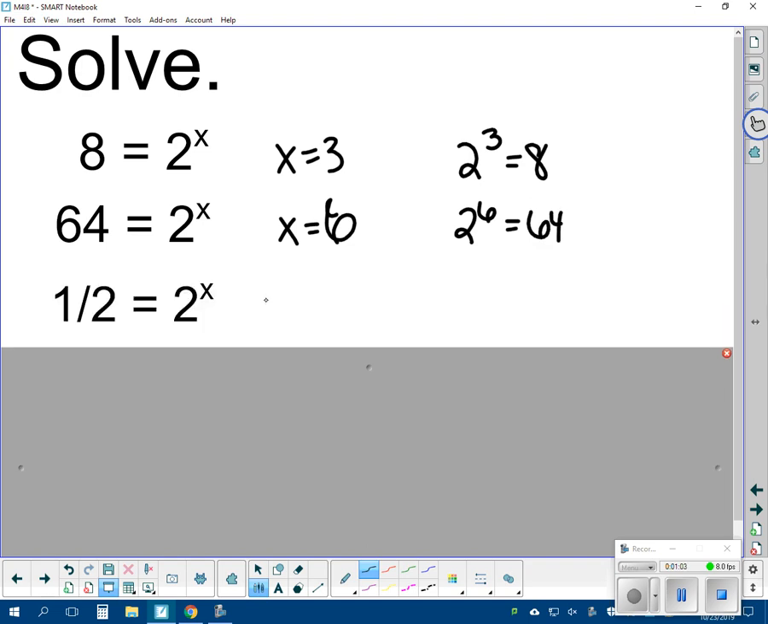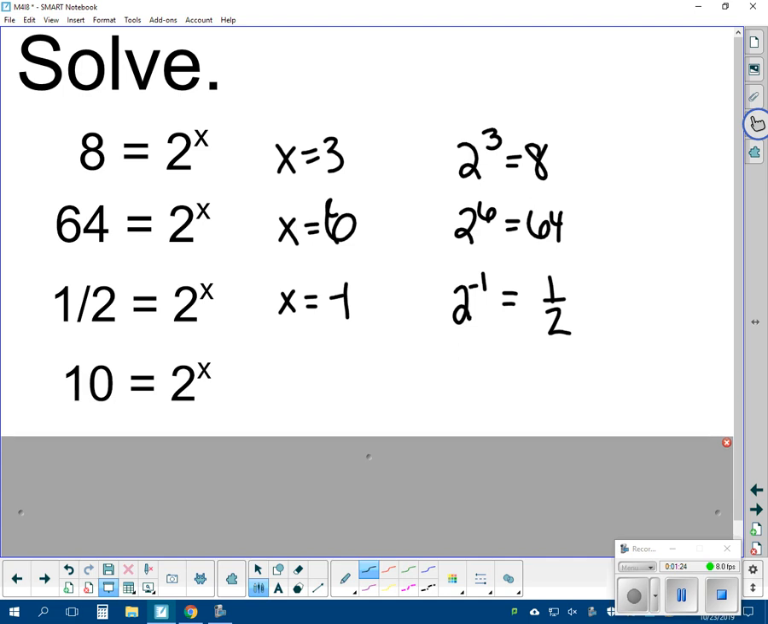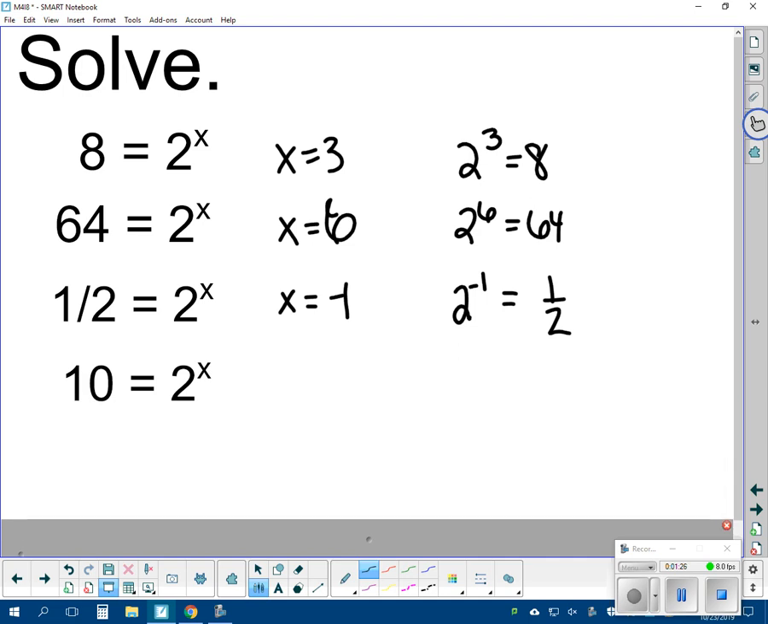What would x be here? -1. Why? Because 2 to the negative first power is really 1 over 2 to the first power. In other words, 1/2. Negative exponents cause fractions. So we're okay with those, right? What would x be here?